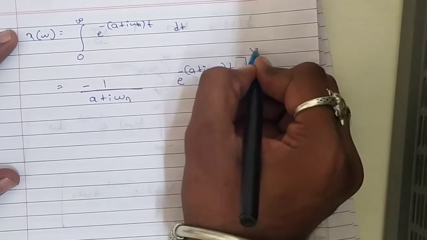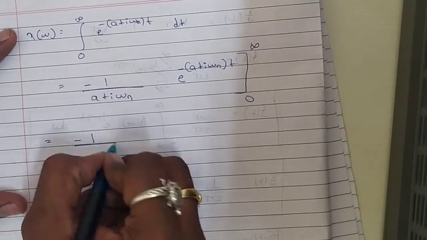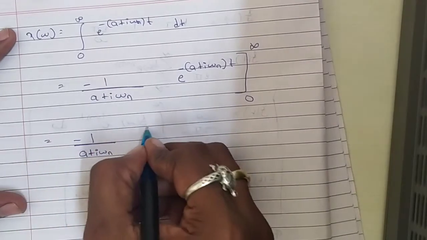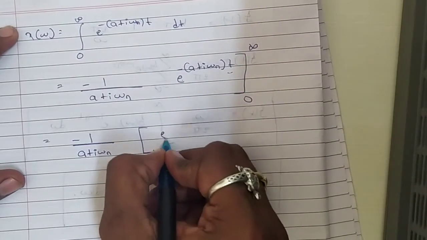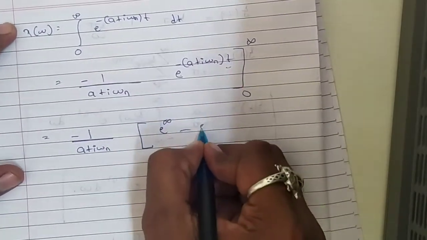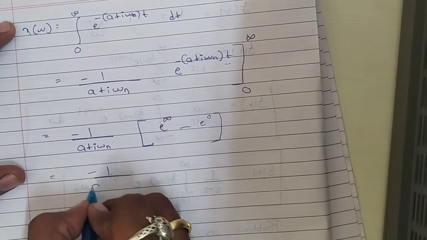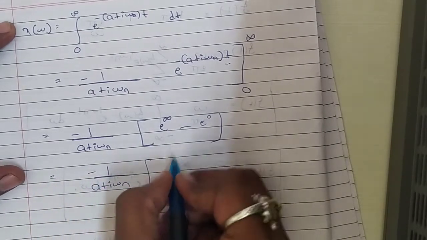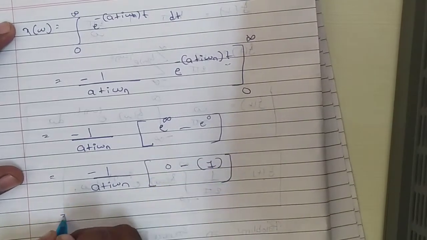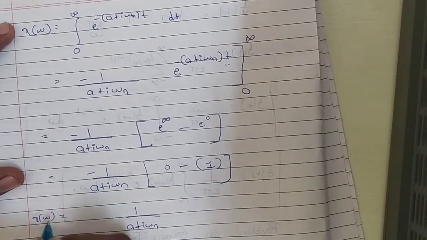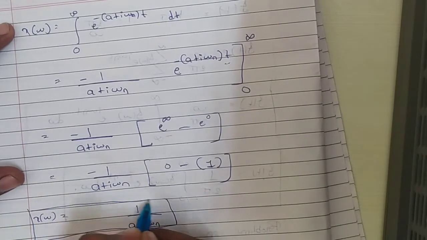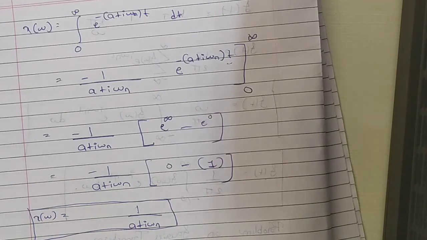Now we need to apply the limits from 0 to infinity. So this is minus 1 by (a plus j omega n), which I will keep as it is. In place of t, we put infinity first, then 0. E raised to minus infinity is 0, minus e raised to 0, which is 1. So the expression becomes minus, minus, which is plus 1 by (a plus j omega), and this is your X of omega. So the Fourier transform of the given function x of t equal to e raised to minus a t is X of omega equal to 1 by (a plus j omega). Converting the time domain function into a frequency domain function is nothing but your Fourier transform.